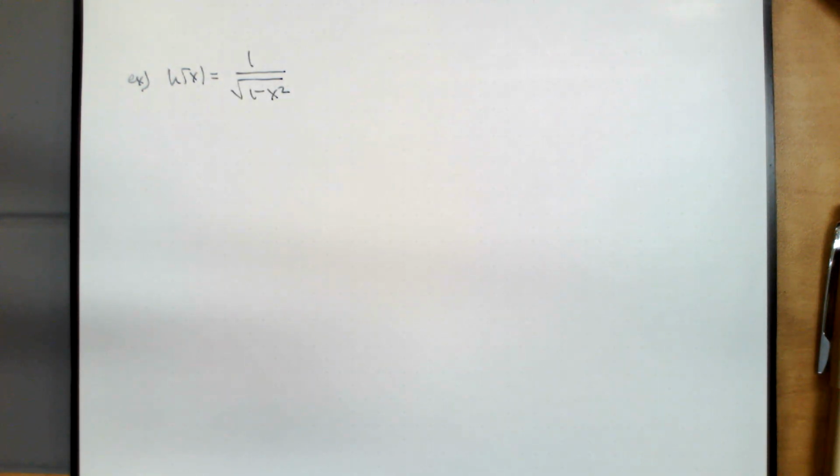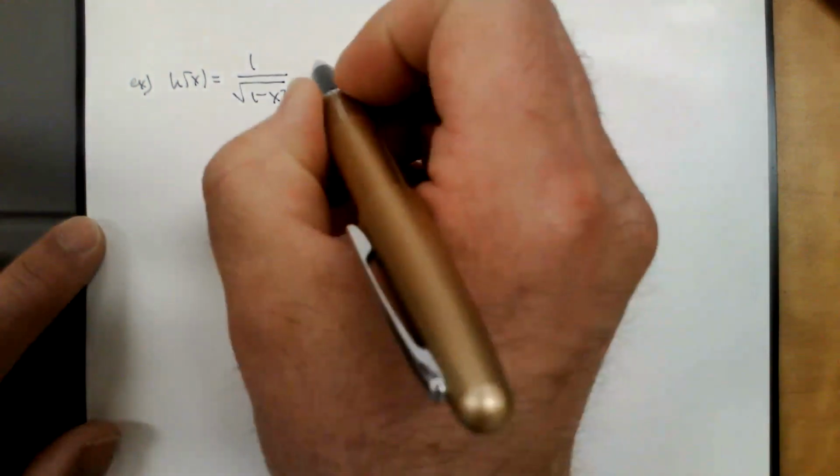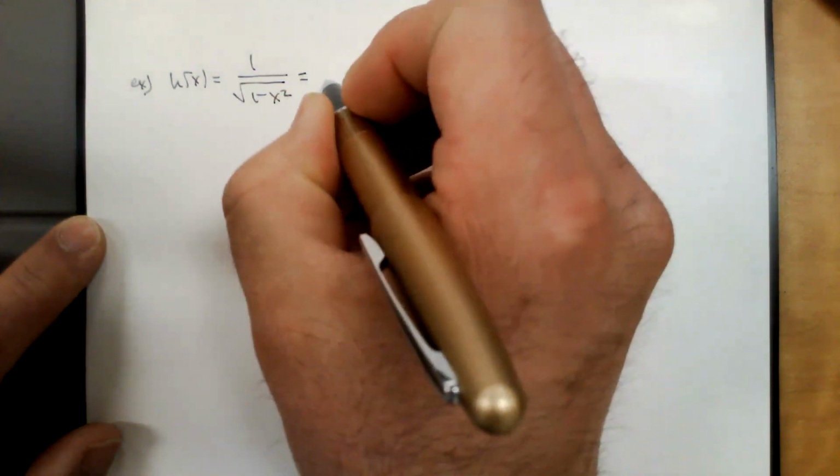This has a variation on the previous one. It's binomial. I see 2 terms being raised to a power, but it's not 1 plus x, it's 1 minus x squared. So I'm changing 2 things at once. This is very dangerous.